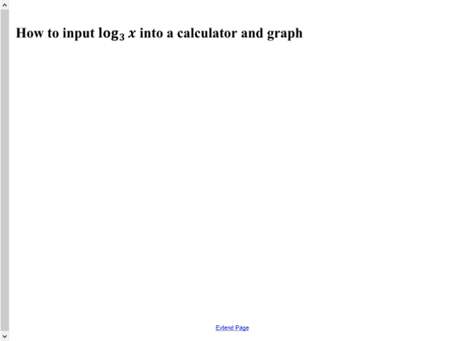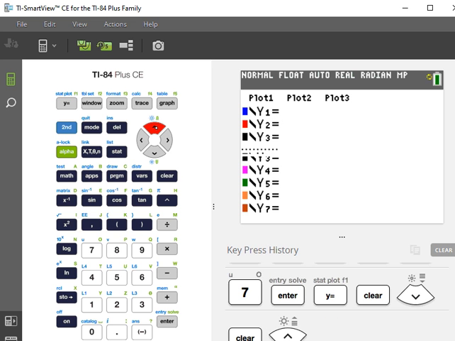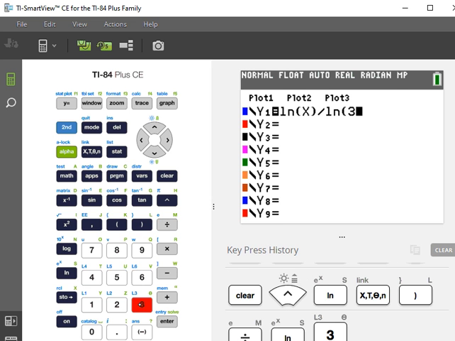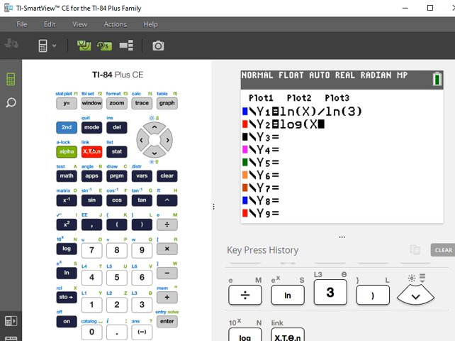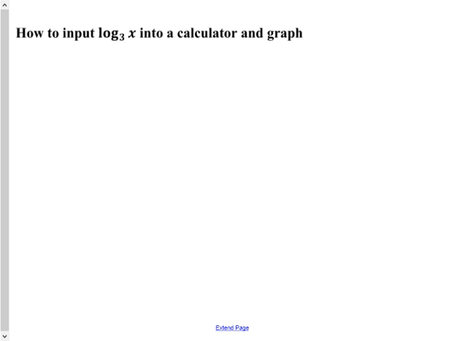Lastly, how would we input log base 3 of x into a calculator and graph? We can go into the y equals. Some calculators have log change of base form in there. Otherwise, you would just think, well, log base 3 of x, you could write ln of x over ln of 3, or you could do it as log of x divided by log of 3. And again, some smarter calculators have the change of base function in there. You kind of have to find it in your catalog or math buttons. But that would be 2 different ways you could graph that same graph.